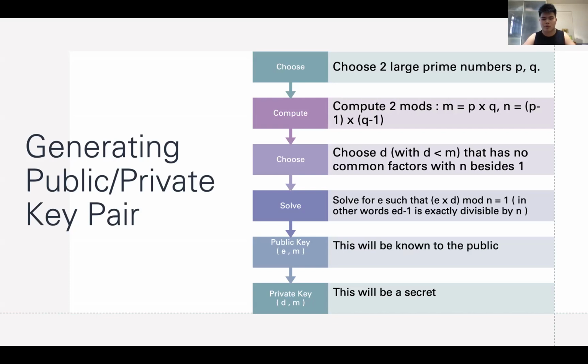And there we have our public key, which will be represented as e comma m. This will be known to the public, and our private key, which is represented as d comma m, and this will be a secret.